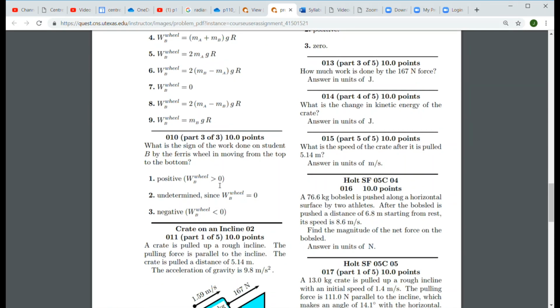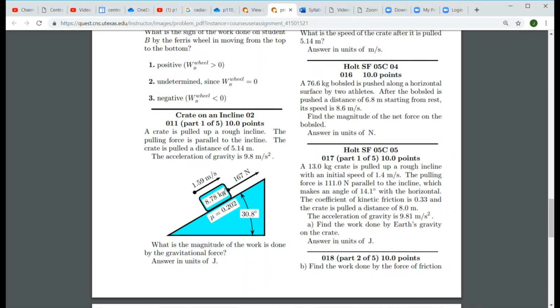Part 3, what is the sign of the work done on student B by the Ferris wheel in moving from the top to the bottom? Here's, I already did my work for this one. It's doing negative work because that normal force from the Ferris wheel is pushing up on the student as student B is moving down to the bottom. So it's doing negative work. That's selection 3 here.